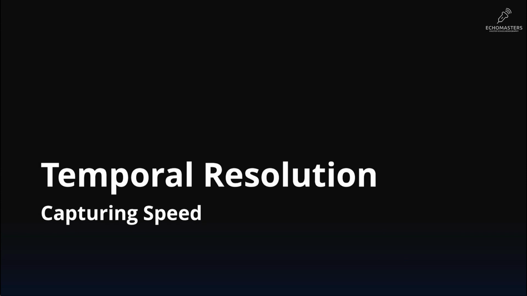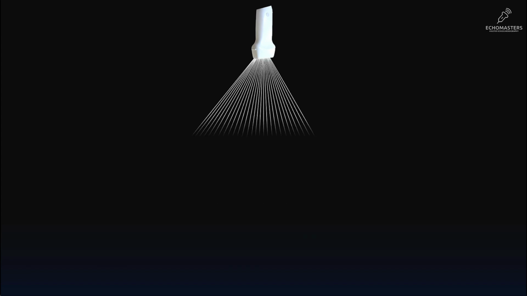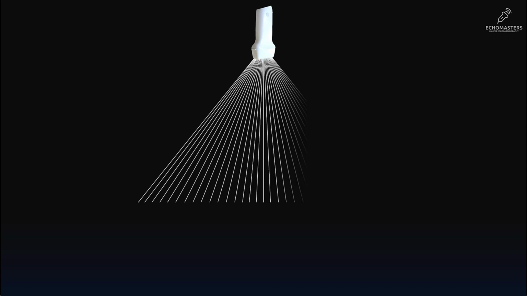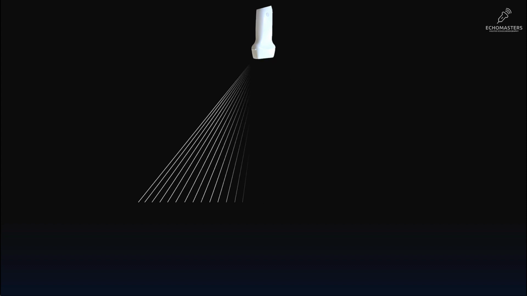Temporal resolution. Let's see how each ultrasound image is created. The machine sends out sound waves line by line, sweeping from one side of the sector to the other. Each complete sweep of these lines forms a single frame of the image. The number of times this sweep repeats in 1 second determines the frame rate. A higher line density means more lines per frame, but it also means it takes longer to create each frame. This can slow down the frame rate, making it harder to capture faster movement smoothly.